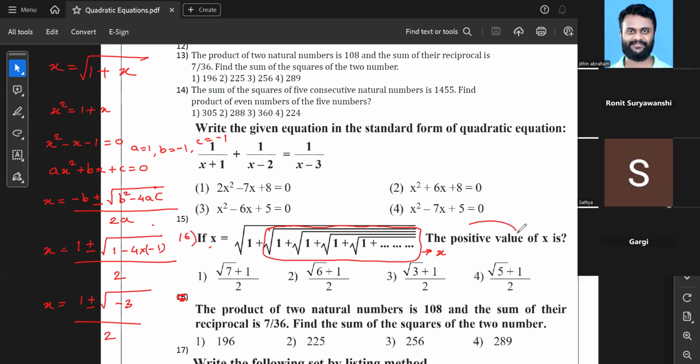So the question is the positive value of x. That is what they are asking. So in this case, I will ignore the negative sign. When I ignore the negative sign, I'll be left with 1 plus root of minus 3 upon 2. I'm so sorry. There is a printing error.